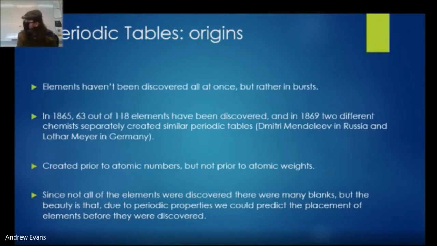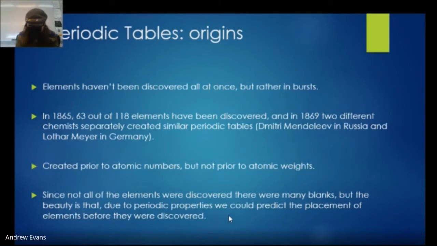If you have aluminum and phosphorus, but not silicon, and you go, well, aluminum acts like boron. I know I can put that there. Phosphorus acts like nitrogen, but not like carbon. Well, there must be an element that goes in between there, something that acts closer to carbon than phosphorus or aluminum will. So we know to leave that blank. And that's part of why this was so powerful at the time.